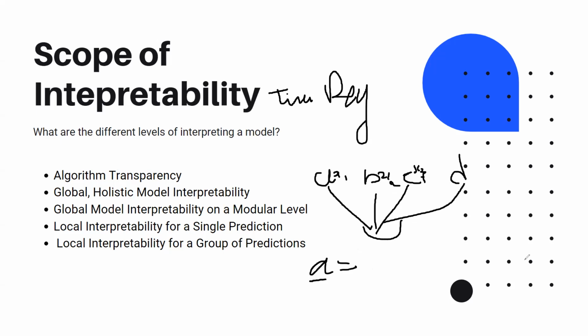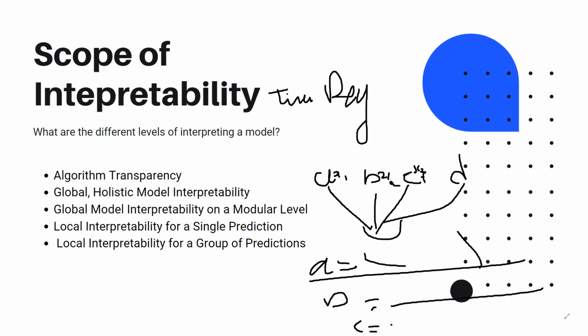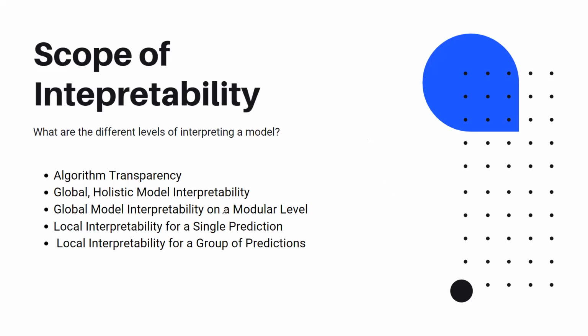We have a formula where A equals something calculated from the data, B equals something else, and C equals something else calculated directly from the data. So we already have a certain amount of transparency for the algorithm. We know how the algorithm trains, or how the algorithm creates the model.